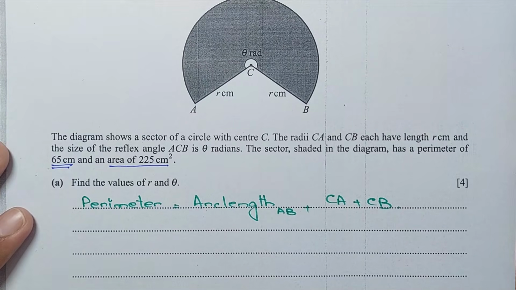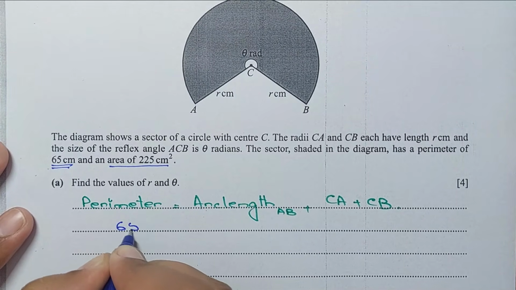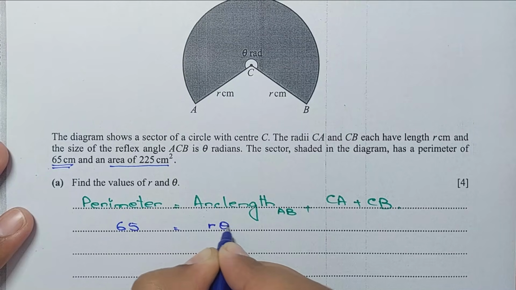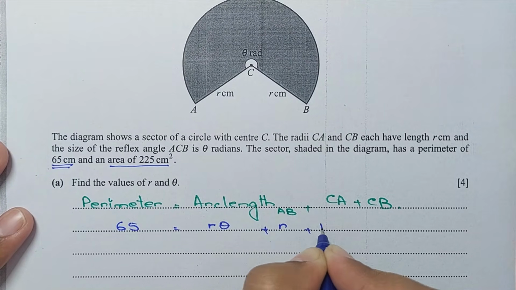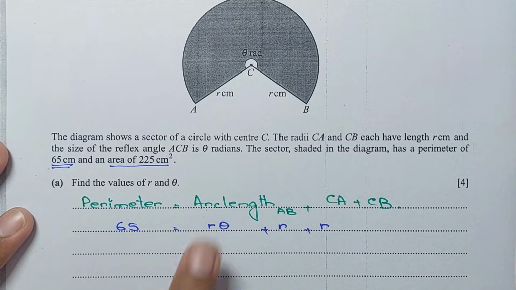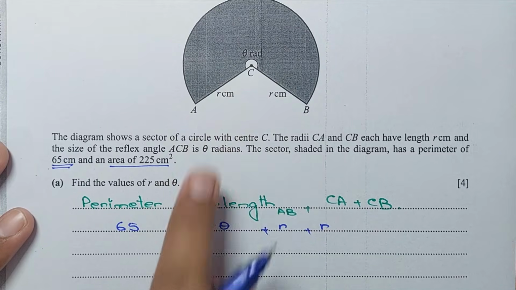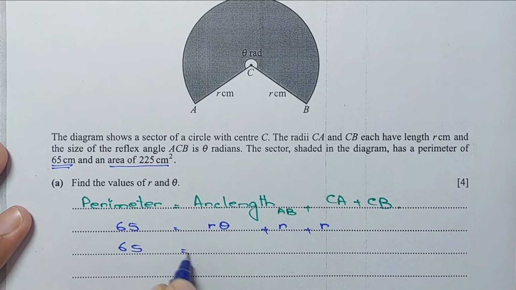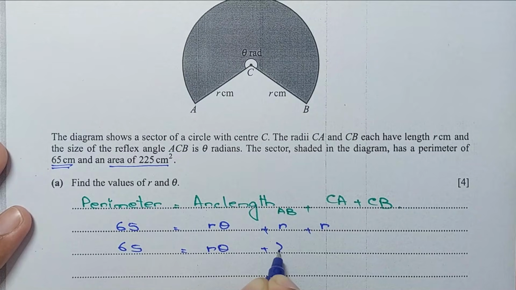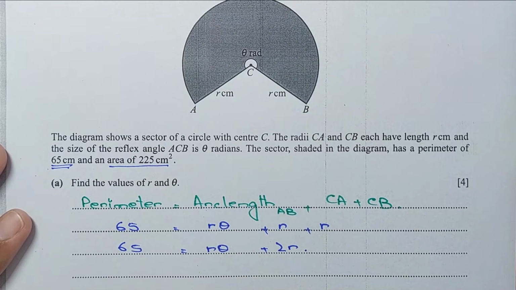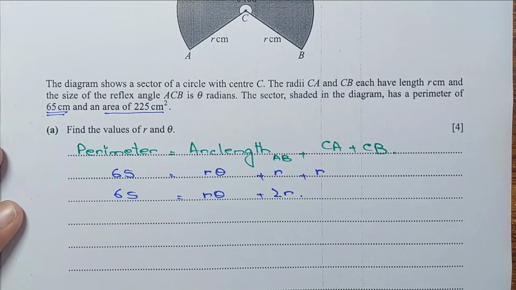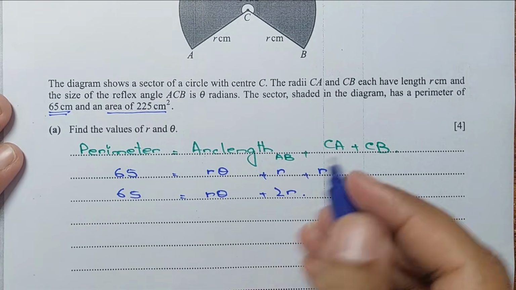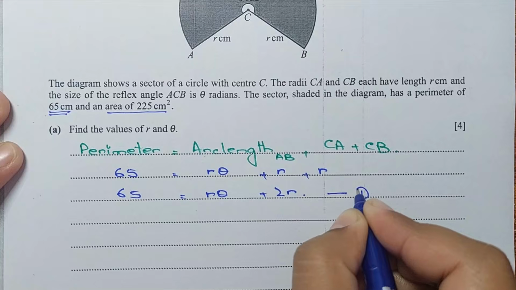Okay. So the perimeter we have been given is 65, and that is equal to the arc length, which is radius times theta, plus this radius and this radius. So the radius is r and theta is just theta. Okay, so 65 is equal to radius times theta plus 2 times the radius, right? I'll keep this as it is. This is my first equation.